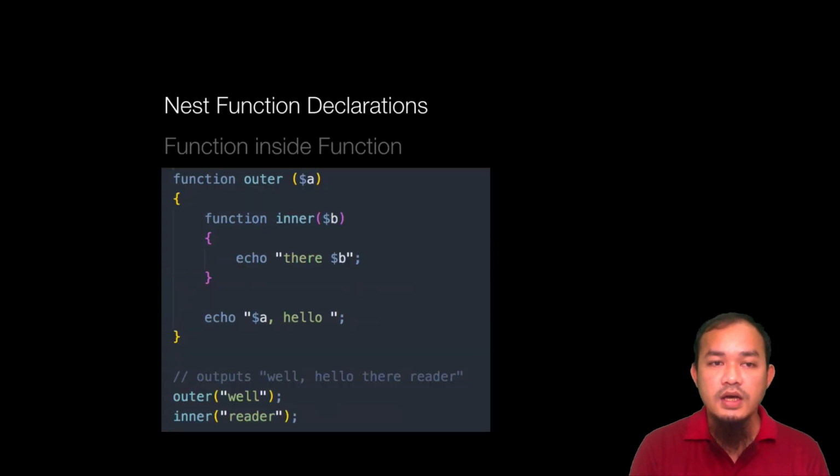We can nest function declarations, or we can declare a function within a function. For example, here we have a function outer and a function inner. The function outer accepts one argument, that is argument A, and then inner accepts one argument B. Then we use the outer, and then we use the inner, and the sentence will be, well, "hello there, reader," something like this.